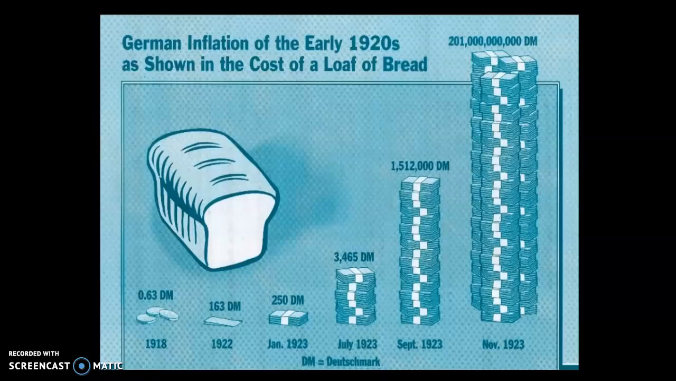An example of inflation in Germany is shown in this infographic. Beginning in 1918, about one loaf of bread cost around 0.63 marks. As you can see, it quickly increases and increases, reaching a point in November of 1923 where it was nearly impossible to be able to purchase a loaf of bread.